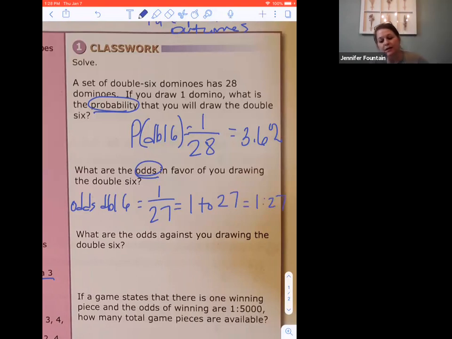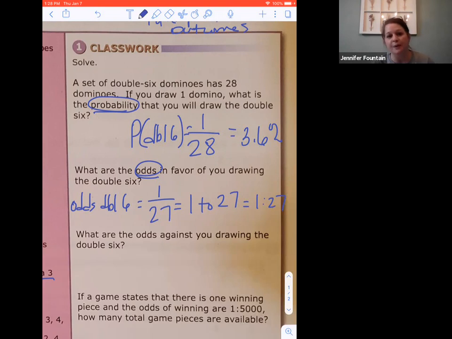Okay, so I could write it any of those ways. I could write it as a fraction, or I could write it using the word "to", or I could write it using the colon, 1 to 27. Okay, that is the big difference here between probability and odds.